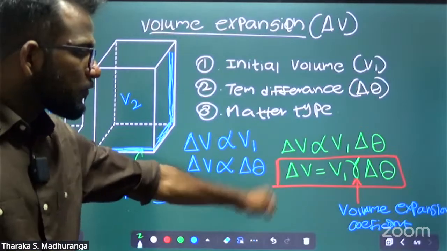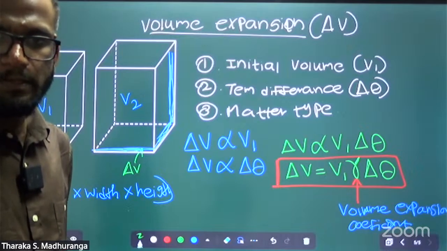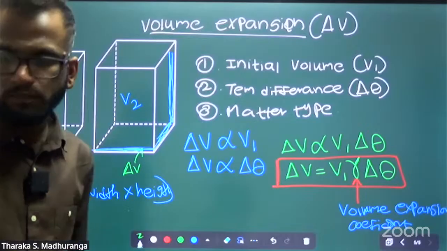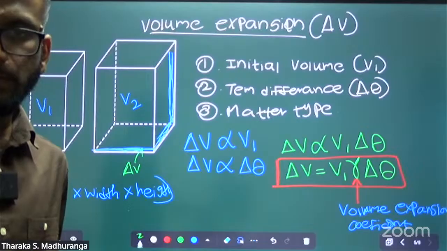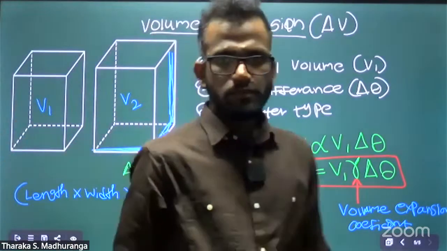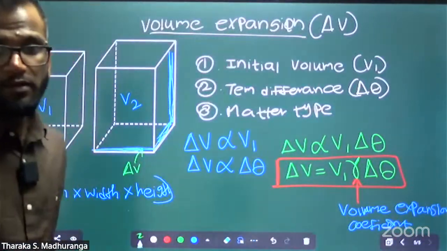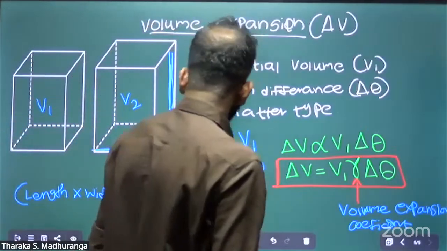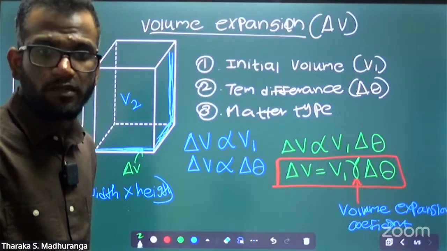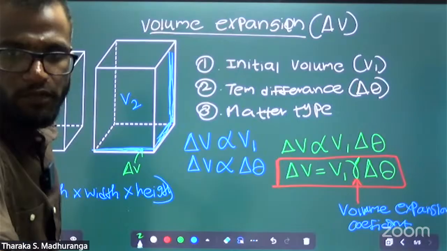Finally, label the gamma as the volume expansion coefficient. Now write down the topic: volume expansion coefficient, within bracket gamma. Quickly write down. Here we don't have time.